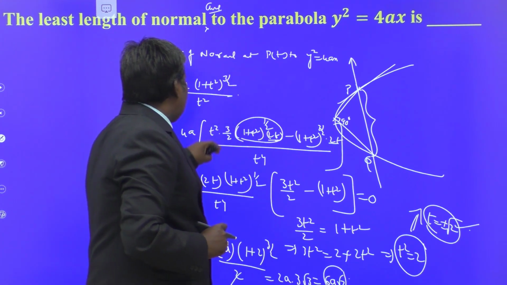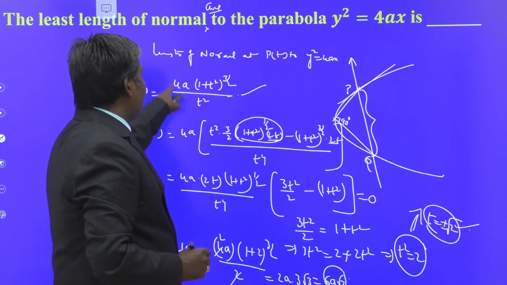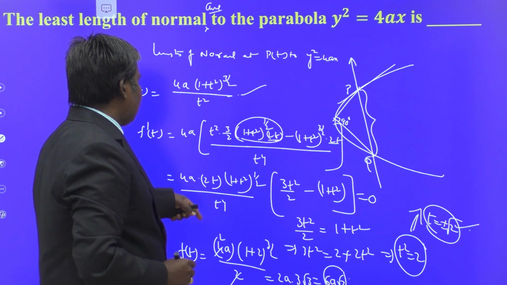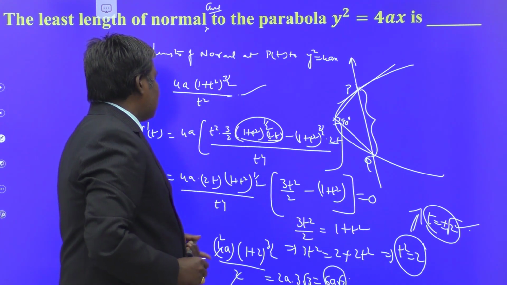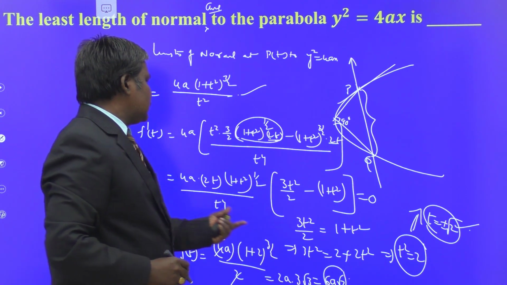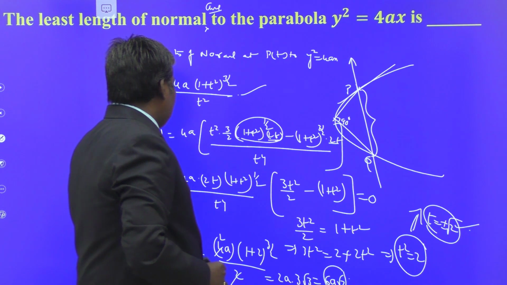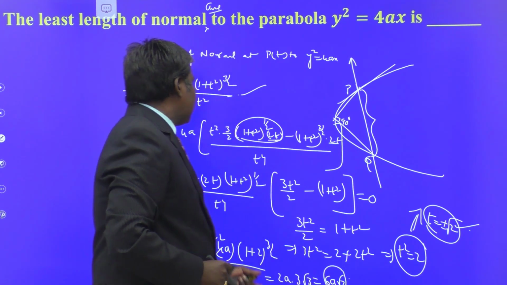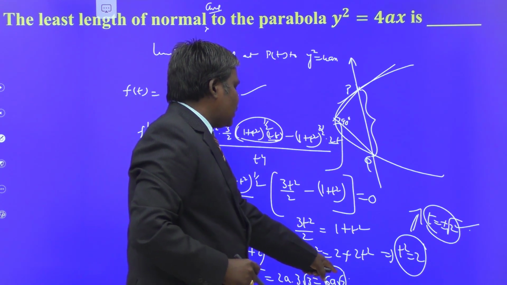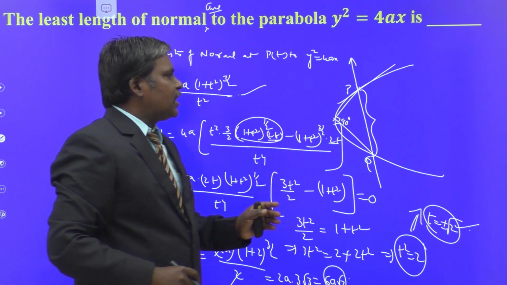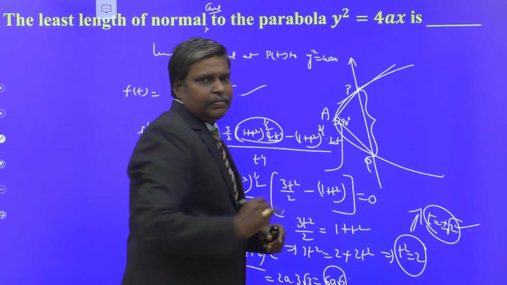So, you write the length of the normal 4a into (1 plus t square) whole to the power of 3 by 2, by t square, and just differentiate that one, make it as 0, you get the t value. At that t, double derivative is positive. If f double dash x is greater than 0, you have the minimum value. That minimum value is what? 6a root 3. So, the least length of the normal chord is what, my dear? 6a root 3. At that time, that normal subtends an angle 90 degrees at the vertex of the parabola. Okay, next.